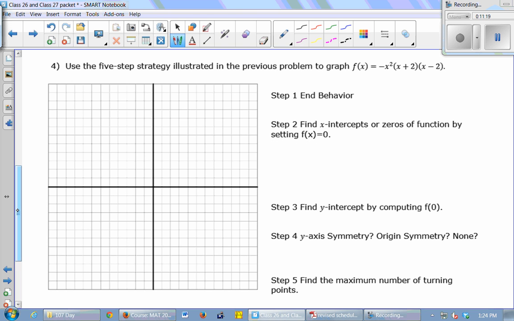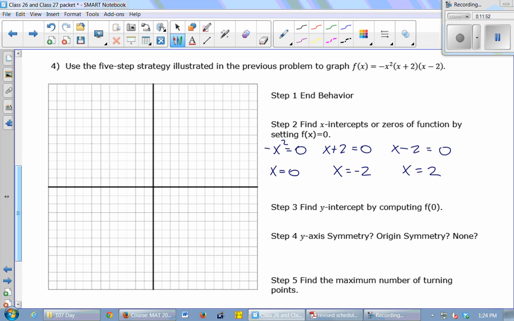All right, so let's do another one together this time. This time I gave you the polynomial already factored. I did all the factoring for you. So that means that finding the zeros or the x-intercepts is going to be easier because you don't have to factor anything. So either negative x squared is 0, x plus 2 is 0, or x minus 2 is 0. And in this case, x equals 0, x equals negative 2, and x equals 2.